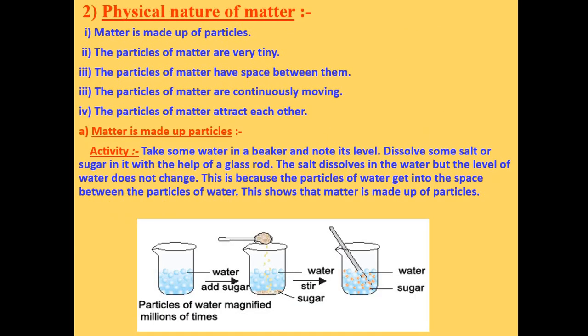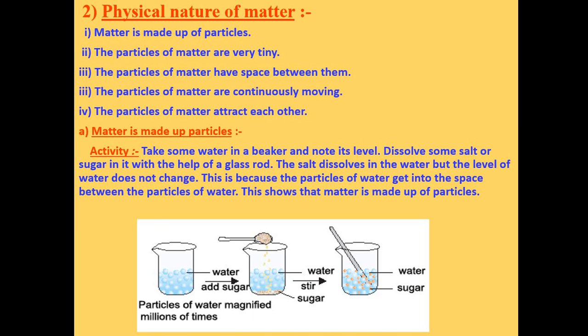Here physical properties are given. So what are the physical properties of matter? Number 1, matter is made up of particles. 2, the particles of matter are very tiny. 3, the particles of matter have space between them. 4, the particles of matter are continuously moving. 5, the particles of matter attract each other. One by one, we will discuss the properties.